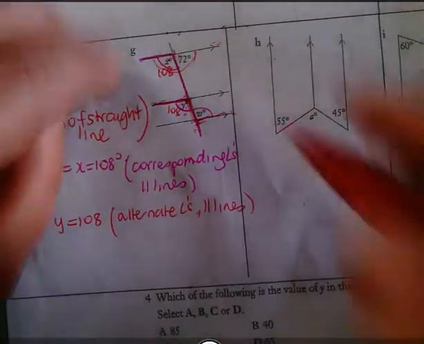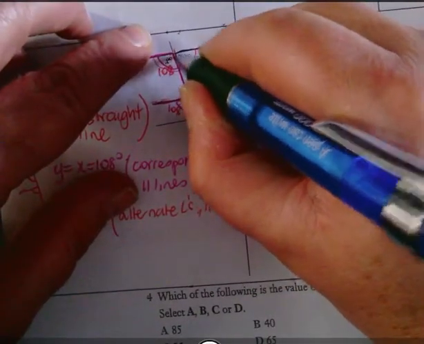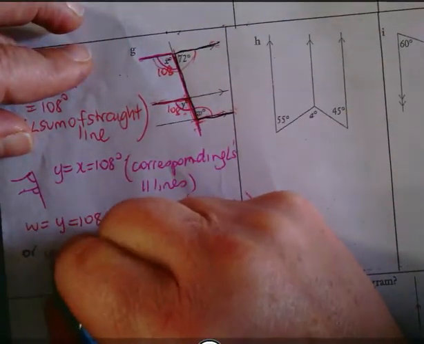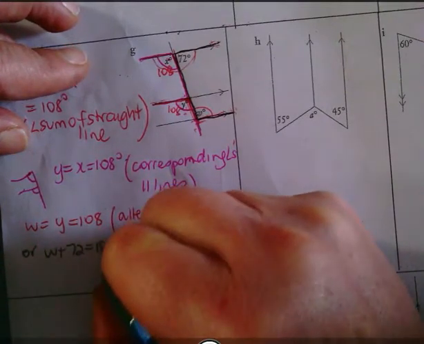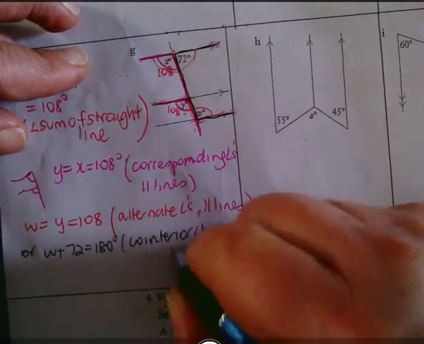The other thing I could have done is to do co-interior here directly between the 72 and the W. Or I could have said that W plus 72 is 180. Co-interior angles on parallel lines.